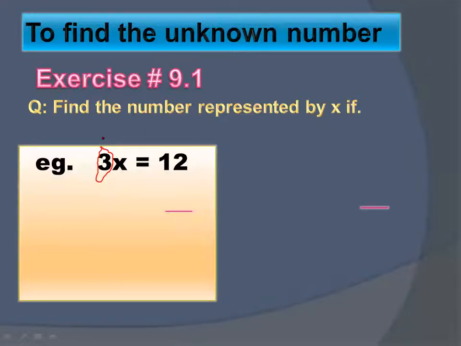That is the variable. So when you move it from the left side to the right side, you will change the operation. Since 3 is multiplying with the variable x, when you move it onto the right side, it will divide the 12. Here it is multiplying, so on the right side the opposite of multiplication is division. So here you will perform division on the right side.